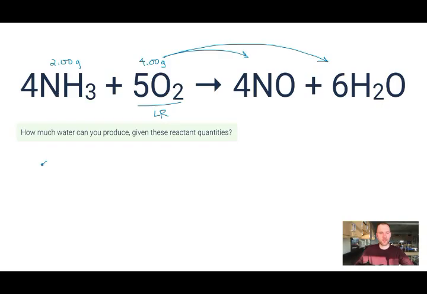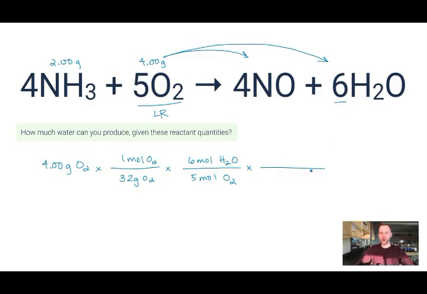water you can make. So let's just do one more mass-to-mass stoichiometry problem. 4 grams of O2, I'm going to multiply by the molar mass. In this case, the molar mass is on the bottom, so 32 grams of O2 there, 1 mole of O2 on the top. It should all look identical to your first setup here. On the bottom, I want 5 moles of O2. This is the molar ratio, this fraction here. So 5 moles of O2 to, in this case, 6 moles of water. And then the final fraction is the molar mass of water, so that I can cancel as I go here.